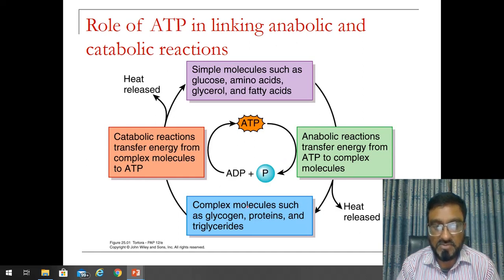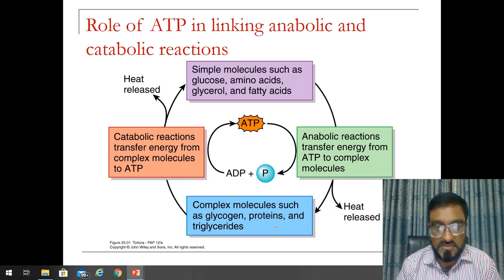What are these complex molecules? Such as glycogen, proteins, and triglycerides. Glycogen is produced from glucose. Proteins are produced from amino acids. Glycerol and fatty acids are converted into the triglyceride molecule. So it's a synthetic process, and we call them anabolic reactions. These anabolic reactions, as we have discussed earlier, are utilizing the ATP. As a result of that, heat is released.